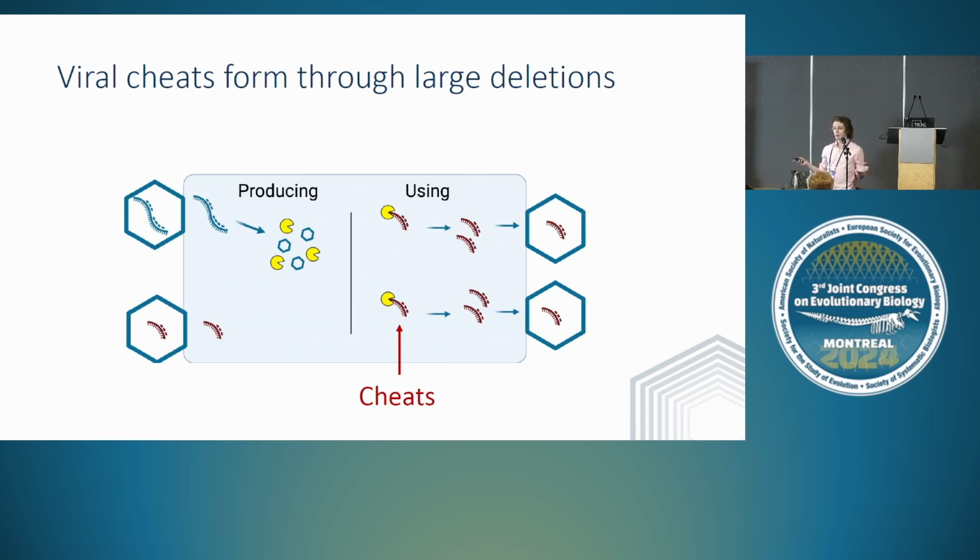If you're a virus and you delete the gene or the part of your genome that encodes for a public good, that makes you shorter. Being shorter then gives you a replication advantage. And these advantages can be really big within cells. On a single cell level, they can be 10,000 to 1 cheat to cooperator genomes.